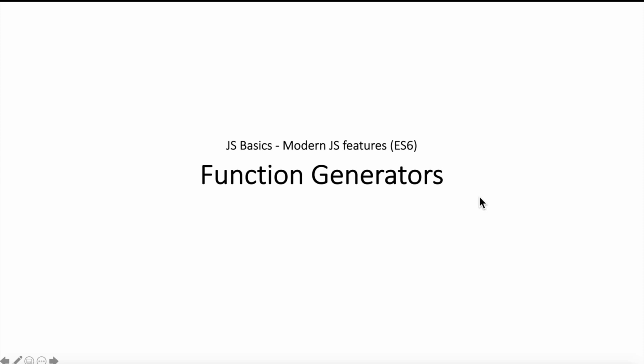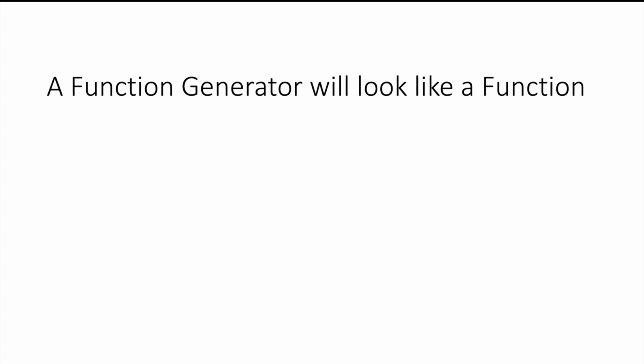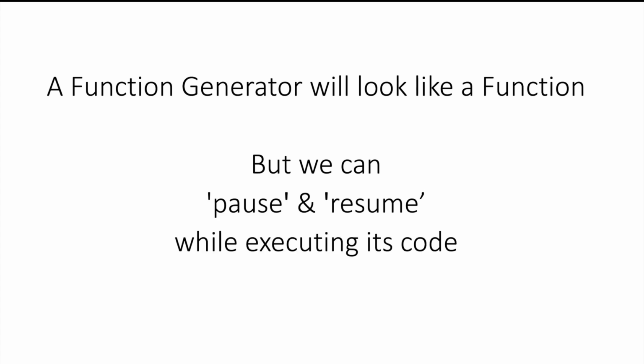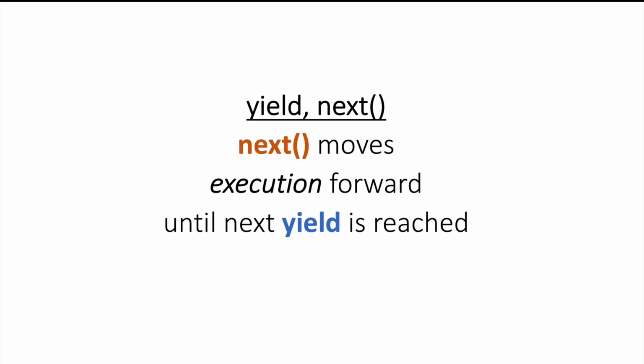Next, let us discuss function generators. A function generator will look like a function, but we can pause and resume while executing its code. To help us pause and resume execution of code, we can use the new yield keyword and the next method. The next method moves the execution forward until the next yield is reached.